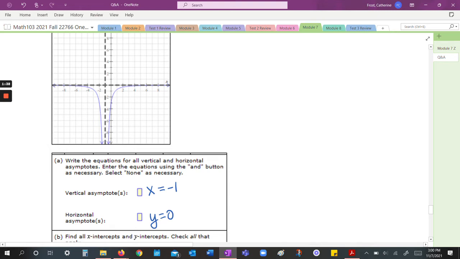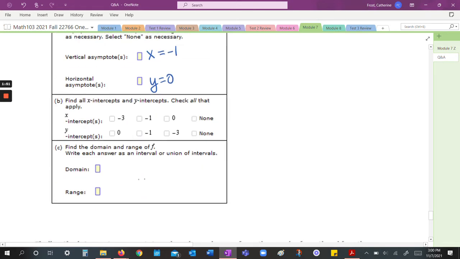It looks like we cross the y-axis right here. So we have a y-intercept, and it appears to be at (0, -3). And I believe that was a choice, so that makes me feel good.